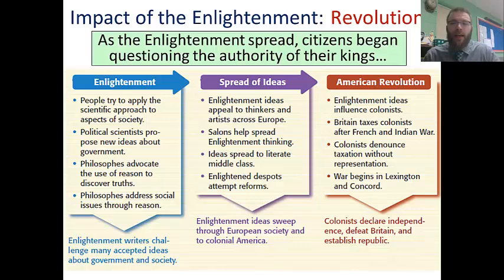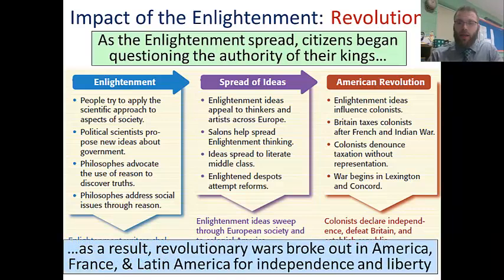These Enlightenment ideas not only influence people in Europe where these salons are located, but they do influence people globally. Okay, colonists, especially in the British colonies, are really interested in these thoughts. Okay, and that's where we're going to lead to the American Revolution from here.